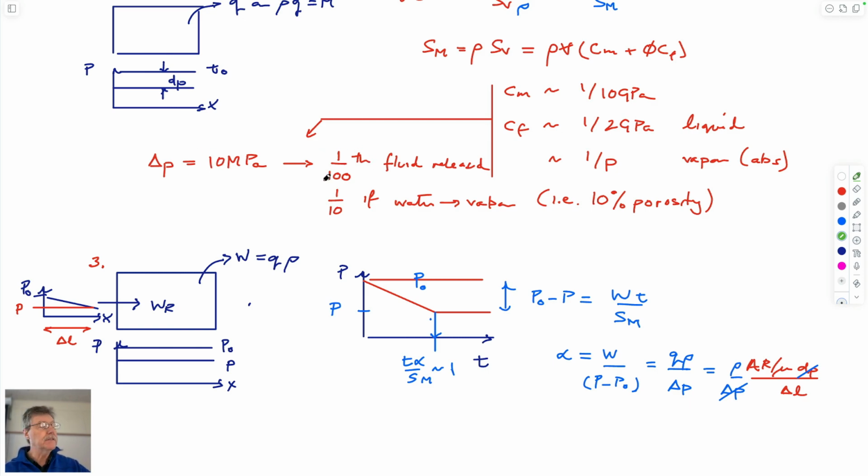recover roughly 1% of the fluid from that by the compression of the reservoir, and about 1/10 if you evacuate all the void space, if it's 10% porous. And so that gives us some semblance of how much fluid we can create from these.